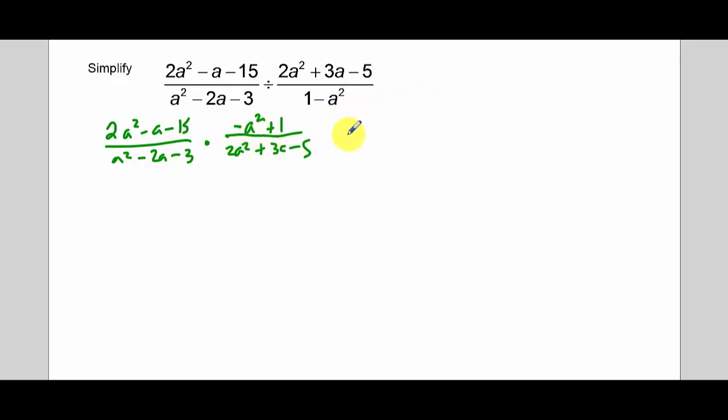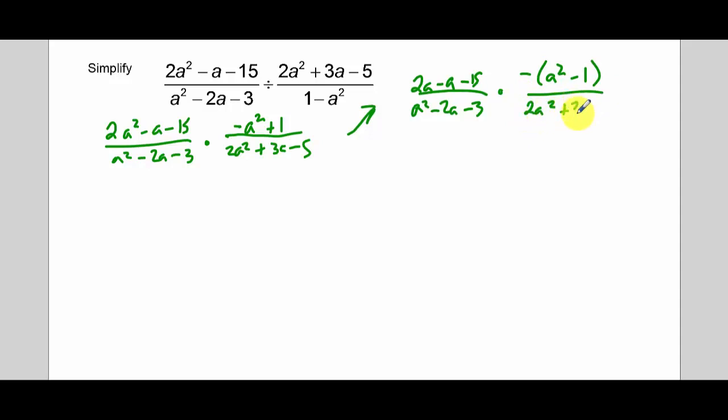I'll rewrite the whole thing again. So let's come over here. I have 2a squared minus a minus 15 over a squared minus 2a minus 3 times, factor out a negative 1 and have a squared minus 1, and then 2a squared plus 3a minus 5. And then factoring from here should go relatively quick, other than the fact that I have these 2's out in front, so I have to do a little bit of guesswork.